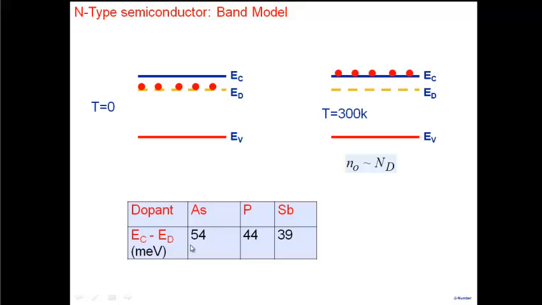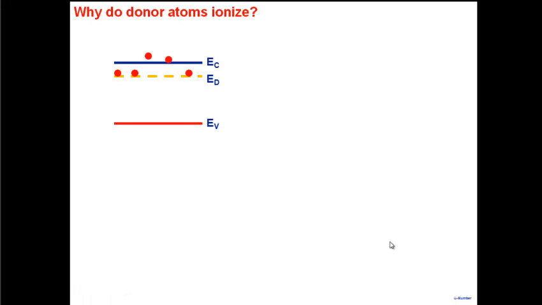How much energy do I have at room temperature? A typical value that you should carry in your mind: kT, which is how much? 26 milli-electron volts. Is this true then? This donor lies 54 milli-electron volts below, and the average energy that I have available is about 26 milli-electron volts. Is it true that all of them will get ionized? But we do make that assumption, right? N0 equal to Nd, we keep on doing it. Look at the energy values here: 54 versus 26. Is it true that all of them will get ionized?